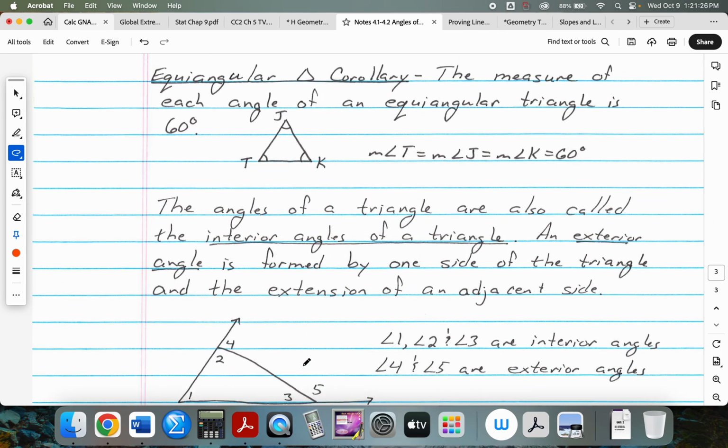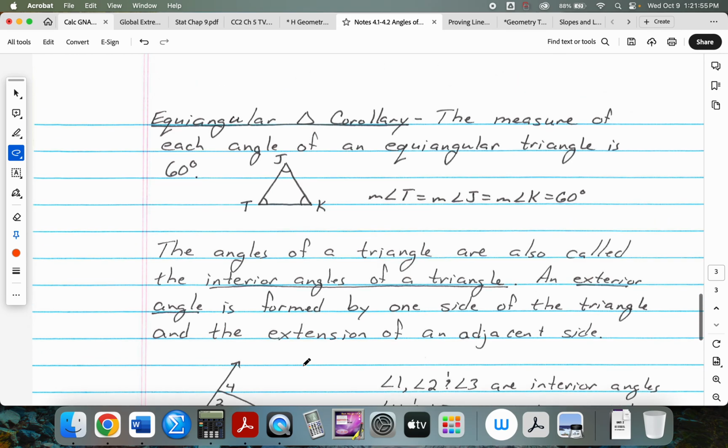I told you we'd come back to equiangular triangles. The measure of each angle of an equiangular triangle has got to be 60. If they're all the same size and they add up to 180, dividing 180 by 3 gives us that each of those angles is 60. So if it's equiangular, each of the measures of the angles is going to be 60.